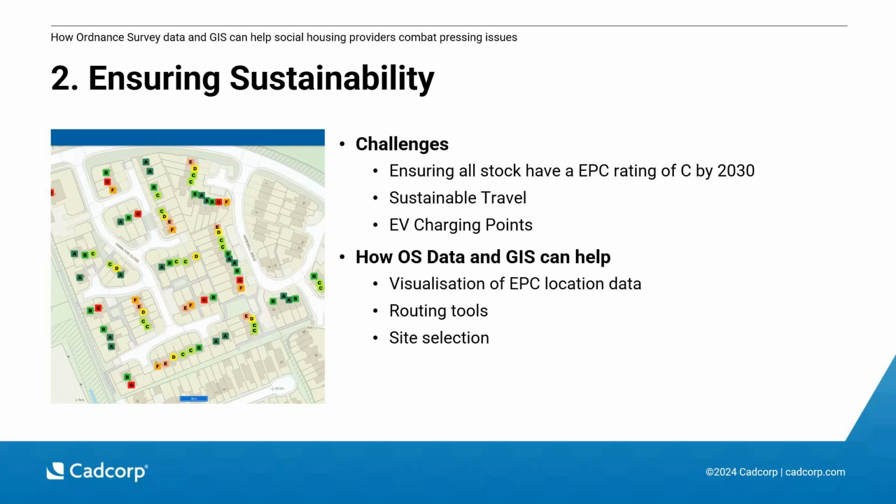And then as many social housing providers look at electric vehicle charging point installations, site suitability and selection can be determined through the use of OS MasterMap to determine the land ownership and proximity to existing infrastructure, but also the terrain data we talked about earlier to evaluate the topology and the ground conditions that it needs to be based on.